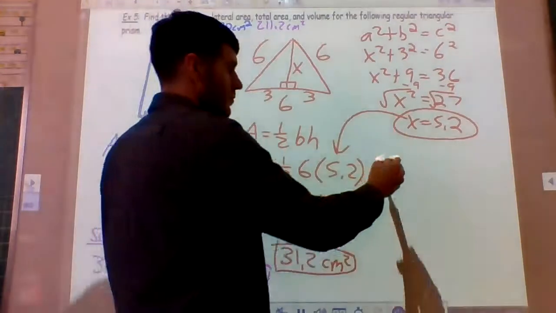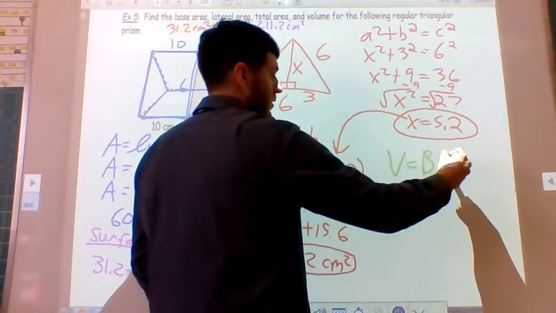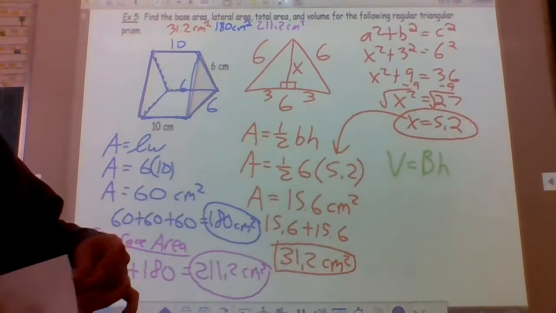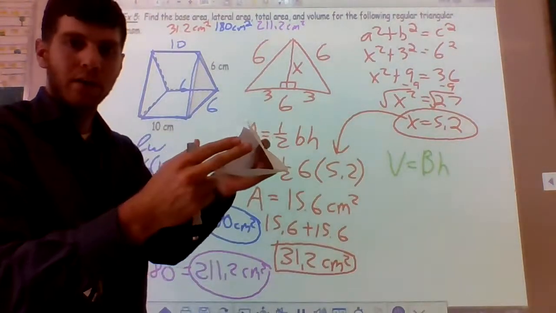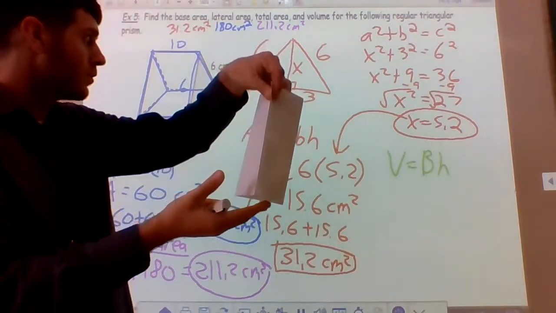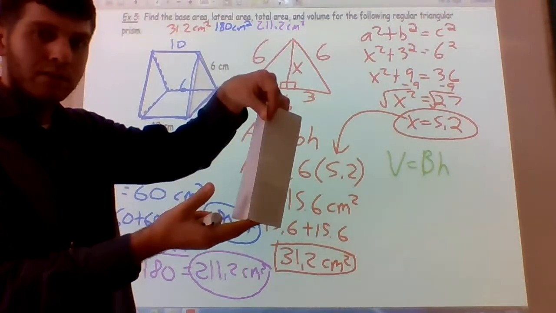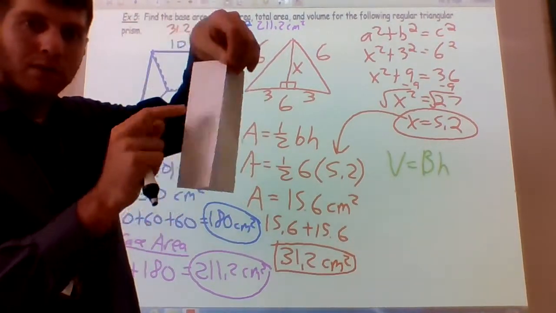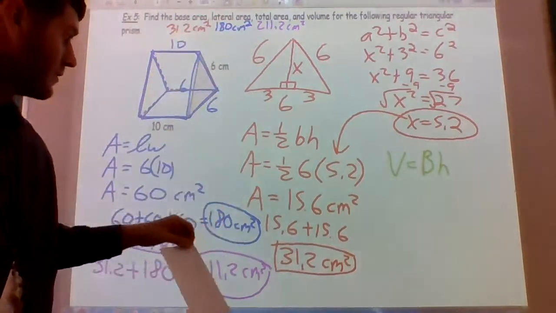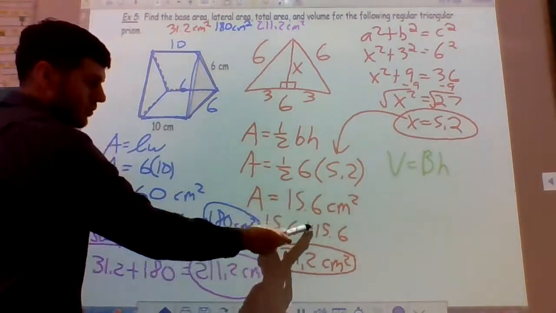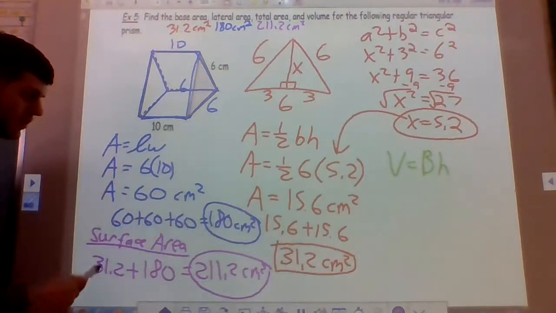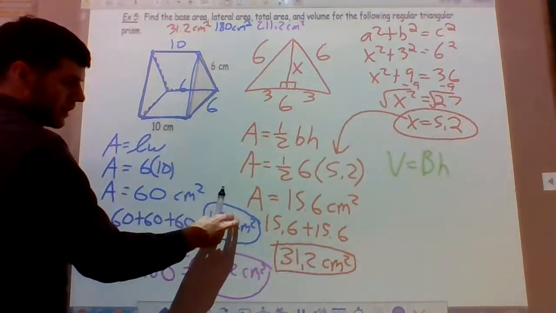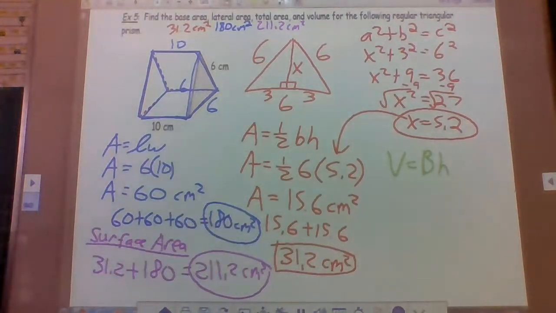Okay, and then finally, the last one is volume. Let me go back to surface area first. We had 5 surfaces on our triangular prism. The front base was 15.6. The other base was 15.6. And the 3 rectangles, the 3 lateral faces, were each 60. So 15.6 plus 15.6 plus 60 plus 60 plus 60 is 211.2. Or we can add those together first, and then we get our final surface area.